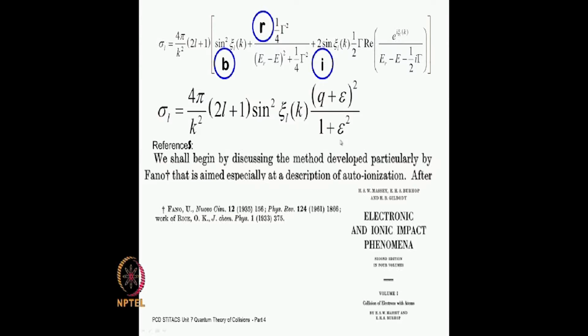And here I have given some references, plural, because there are so many of them. Okay, and I'm borrowing some discussion from the book by Massey and Burhop on electronic and ionic impact phenomena. This is a very classic book on scattering theory. And then of course there are a large number of papers by Fano and other reviews and so on. So I am not going to attempt to review the entire literature extensively, except point out some of the key references.